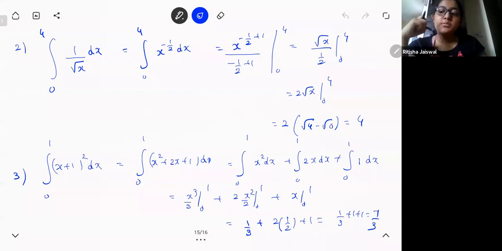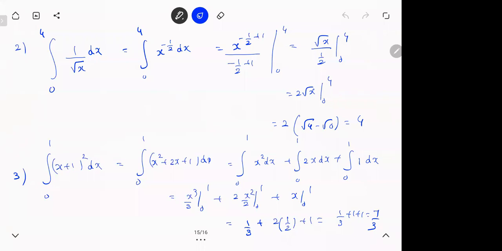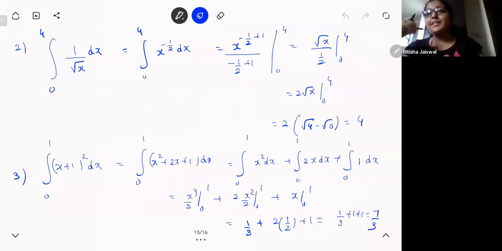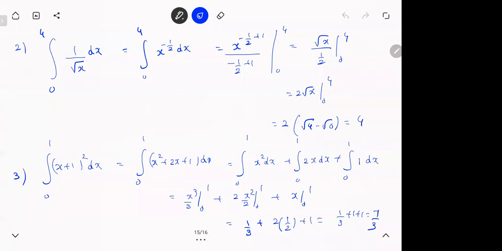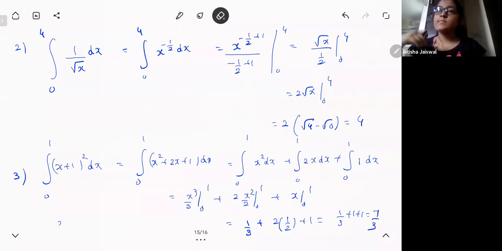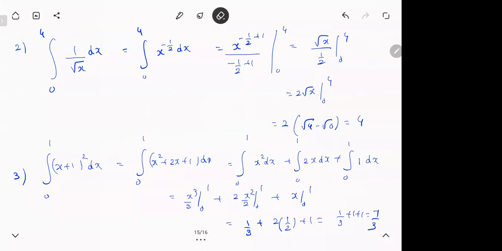Sir, in the second one, I took the entire x plus 1 as one term, and then I did it by that x raised to n thing. Don't do that. Luckily, it works here. It doesn't work anywhere else. I got 1 upon 3. Don't use it. Why get the wrong method working?